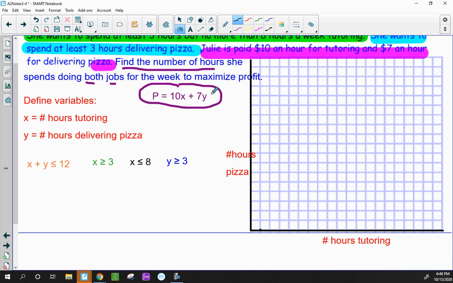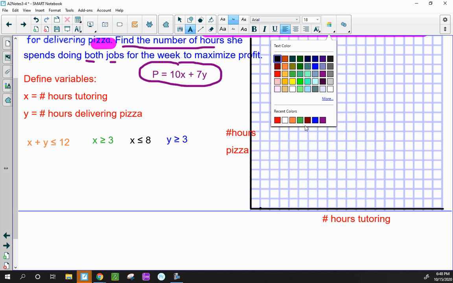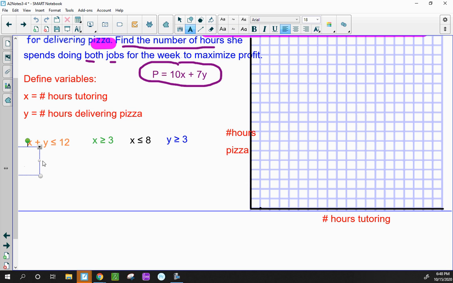Alright, so what we're going to do is we're going to start by solving these equations, or inequalities. So we're going to go with the first one. And I'm going to have to solve for y. So y is going to be less than or equal to negative x plus 12. My slope is going to be negative 1 over 1, and my b is going to be the point 0, 12.